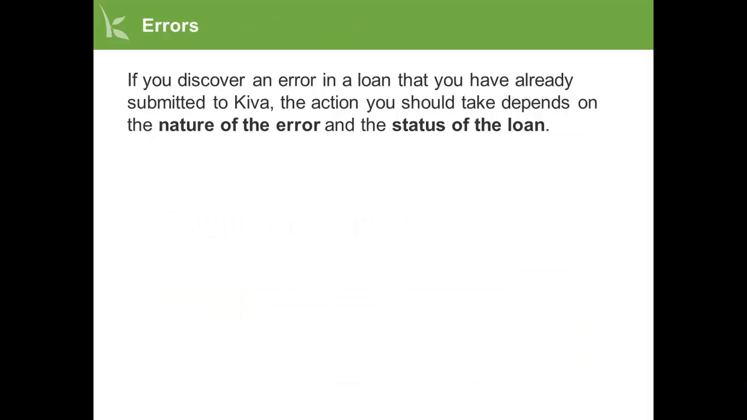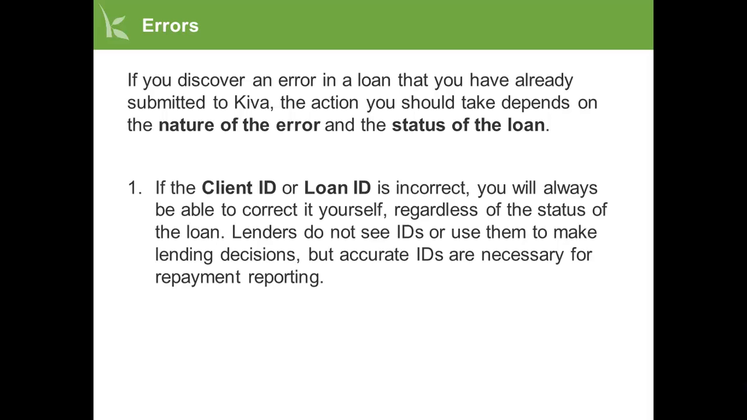If you discover an error in a loan that you have already submitted to Kiva, the action you should take depends on the nature of the error and the status of the loan. If the client ID or loan ID is incorrect, you will always be able to correct it yourself, regardless of the status of the loan. Lenders do not see IDs or use them to make lending decisions, but accurate IDs are necessary for repayment reporting.